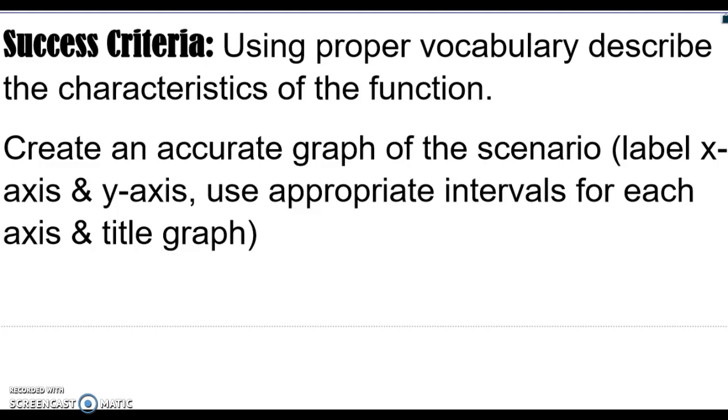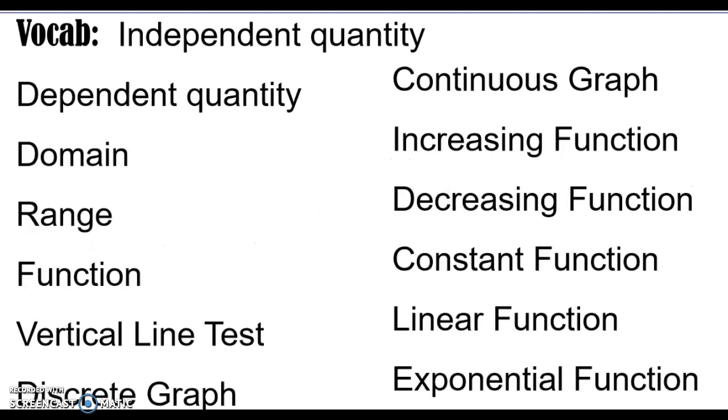Okay, you'll know you're successful, so your success criteria is if you can describe the characteristics of the function using proper vocabulary, and there's a lot of it, ladies and gentlemen. You're going to create an accurate graph of the scenario, labeling the x and y axis. And you're going to use appropriate intervals for each axis, and you're also going to need to make sure you title the graph. Additionally, you'll also be asked to solve some questions relating to this scenario.